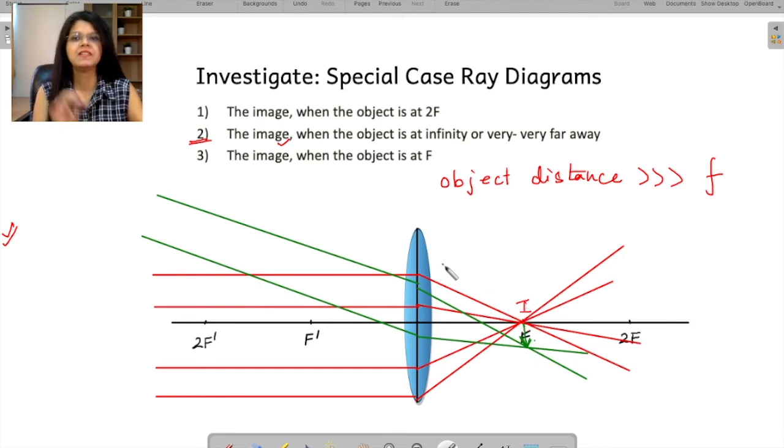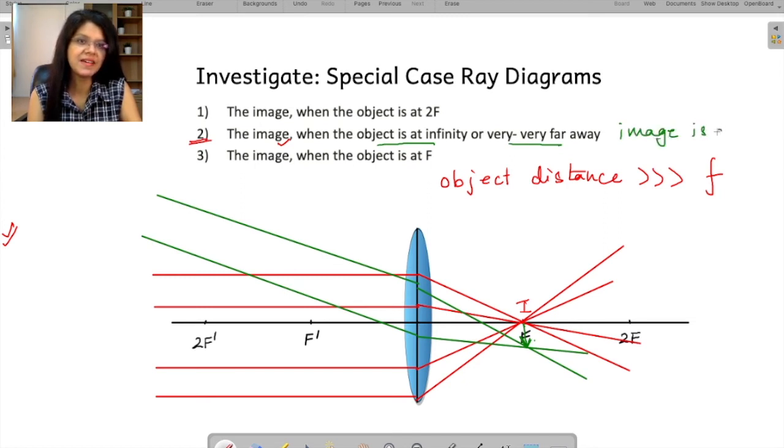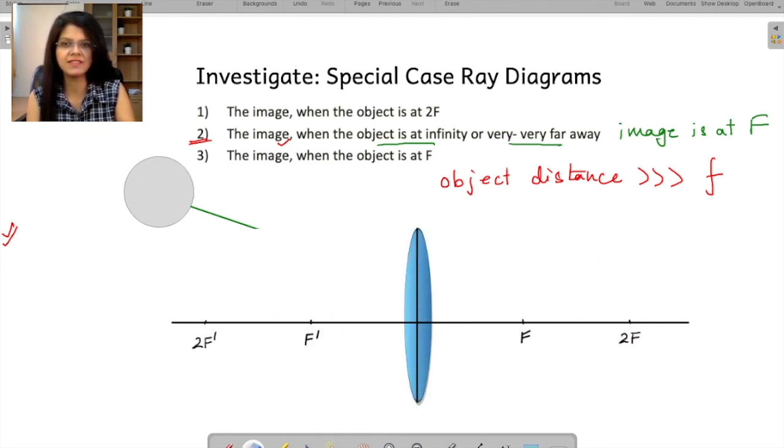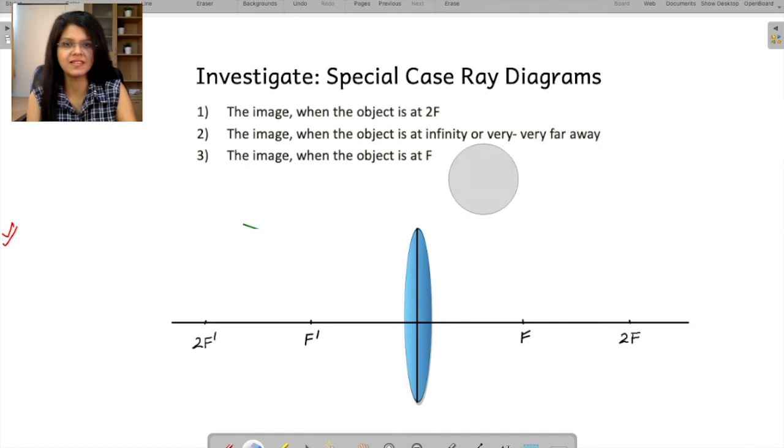Alright. So what do you infer from the second investigation? When the object is at infinity, very far away, then the image is at f. Simple. When the object is at infinity, the image is at f. That's your second investigation. Let us move on to the third investigation. Let me erase everything, all the information, before we understand the third investigation.